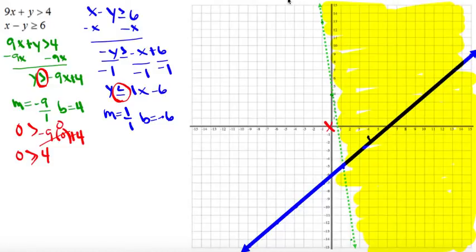Alright, and then I do the same thing with the blue line. I plug in the test point 0, 0, so I have 0 is less than or equal to 1 times 0 minus 6. 1 times 0 is 0, so I have 0 is less than or equal to negative 6, and 0 is not less than negative 6, so that's false. So I have to shade everything that's below the blue line.